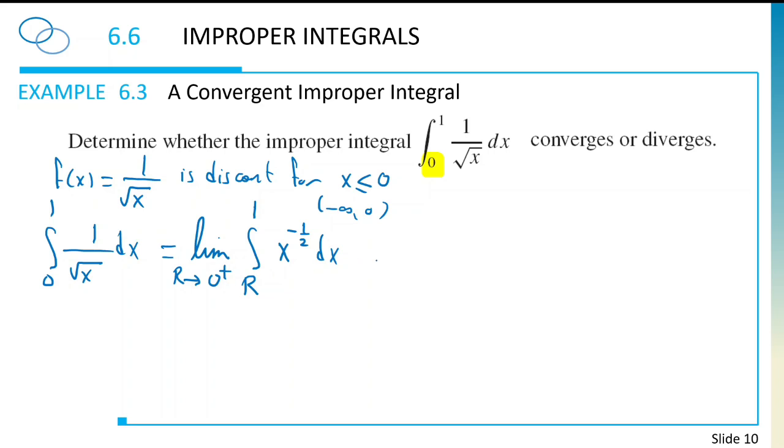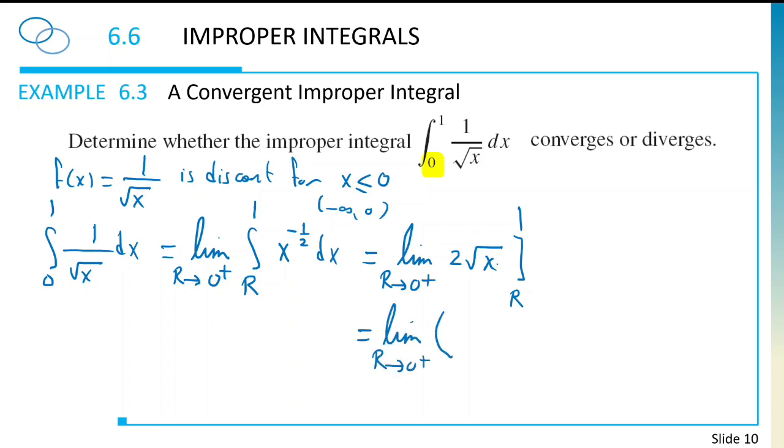Now we'll do what? Exactly as before. I'll start with the integration first. Remember to keep the limit till the end. So I'll take the limit, r approaches to 0 from the right. Check the integration. It will be equals to what? 2 square root of x. And I'll do the substitution from r to 1. Okay, good. Let's see. So this is equals to limit.